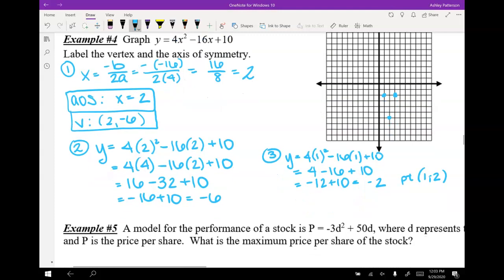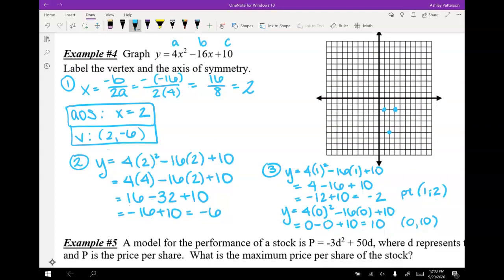So I'm going to choose 0. And I'm going to substitute that into the equation. So 4 times 0 squared minus 16 times 0 plus 10. 0 minus 0 plus 10. So we have a y-intercept of 0, 10. 1, 2, 3, 4, 5, 6, 7, 8. Yep. And I'm going to reflect that. It's 2 spaces to the left from the axis of symmetry, which means that it's going to be 2 spaces to the right as well.